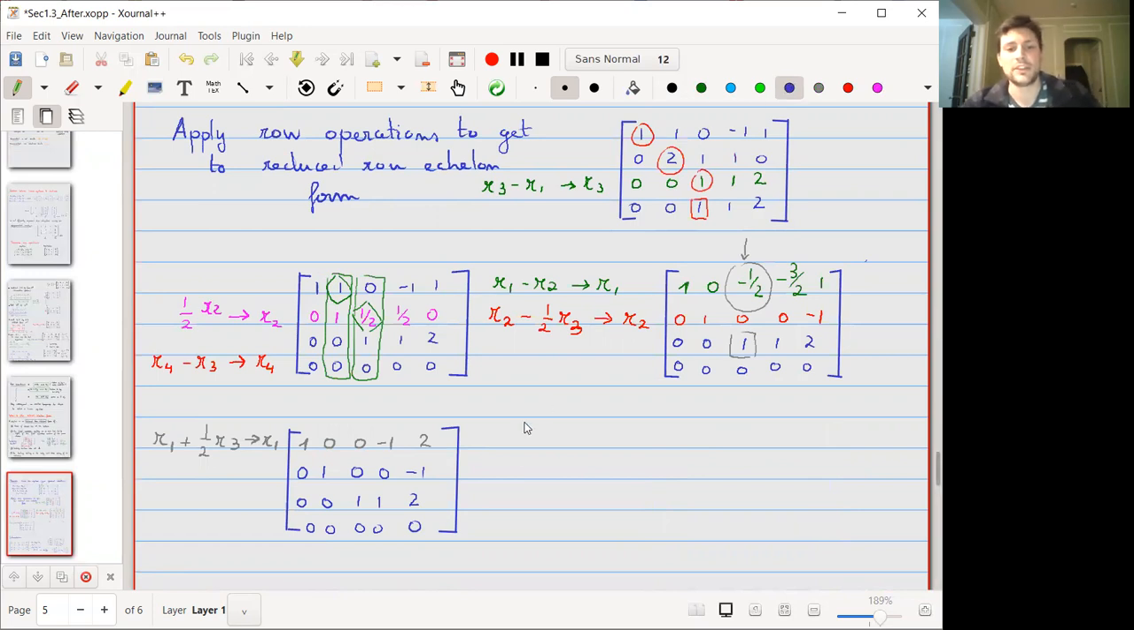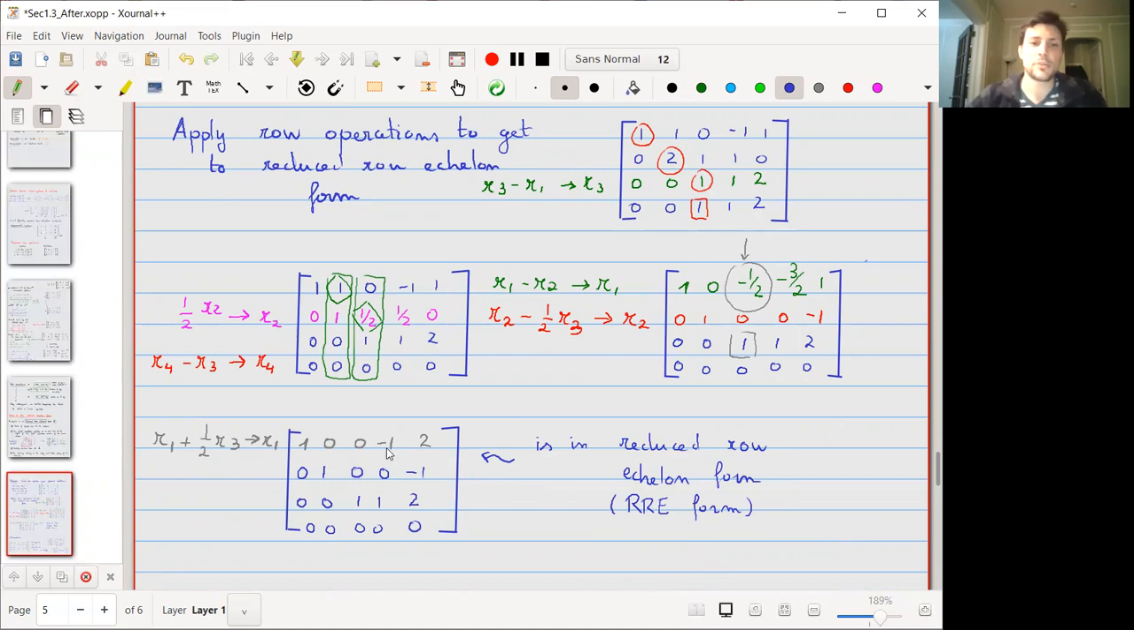So this matrix here is in reduced row echelon form. And sometimes I will write RREF for brevity.